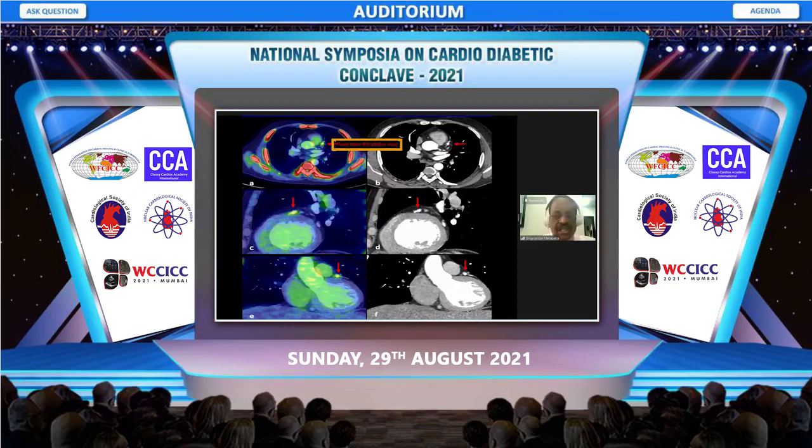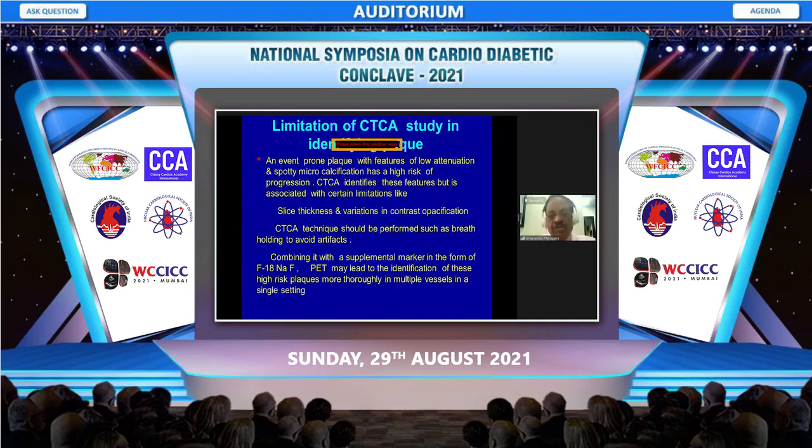Limitations of CTA: an event-prone plaque with features of low attenuation and spotty microcalcification has a high risk of progression. CTCA identifies these features but is associated with certain limitations, like slice thickness and variation in contrast opacification. CTCA techniques should be performed with breath holding to avoid artifacts. If you combine F18 sodium fluoride with CT, that is PET-CT, PET may lead to identification of these high-risk plaques more thoroughly and more efficiently in multiple vessels in a single setting.